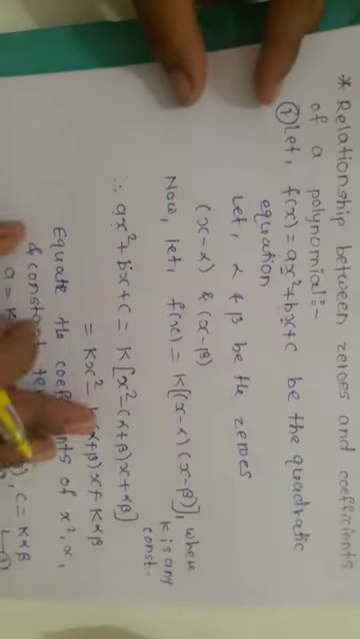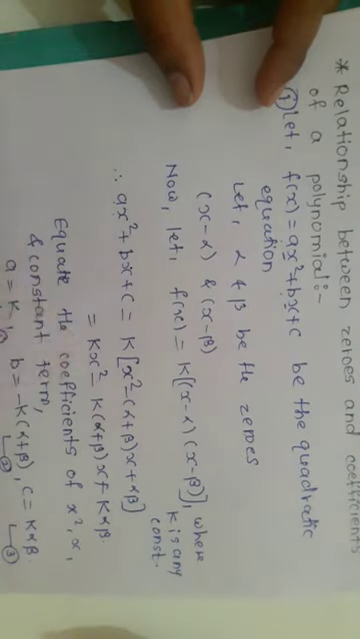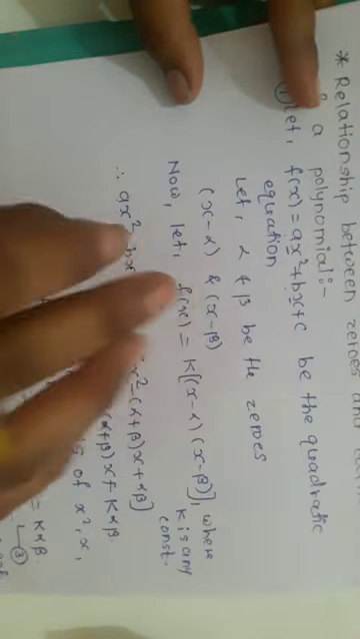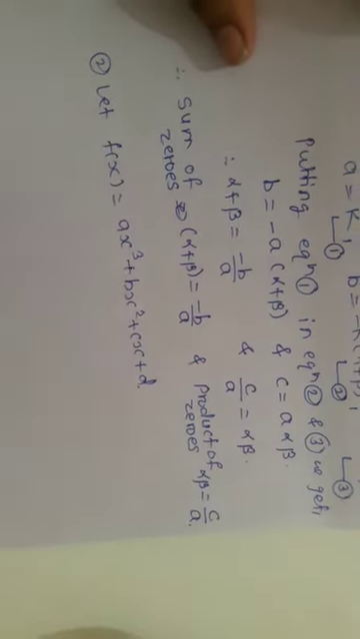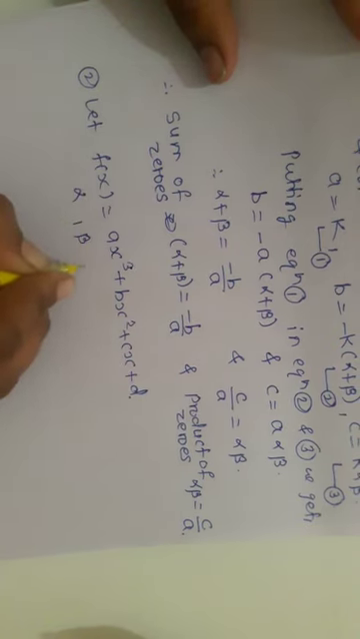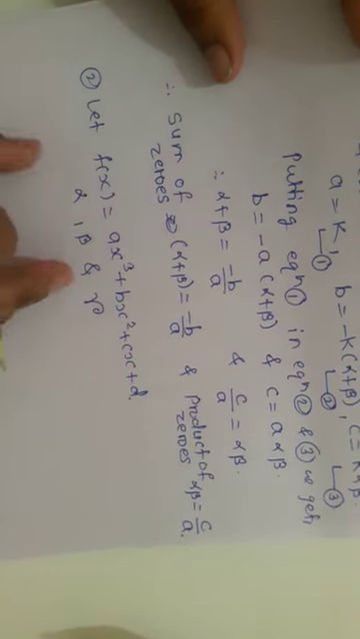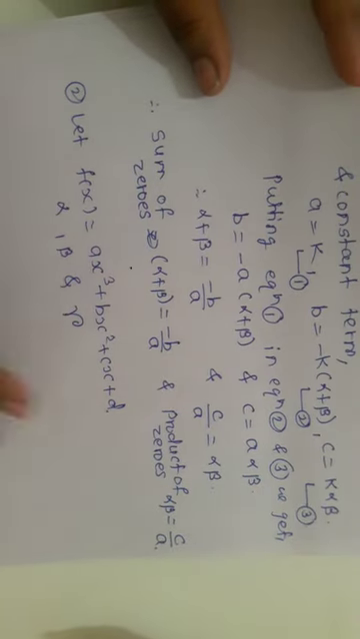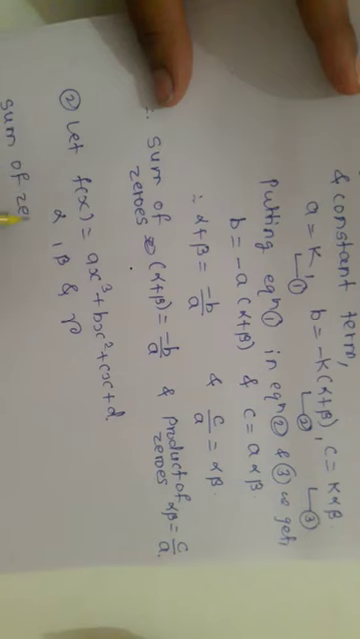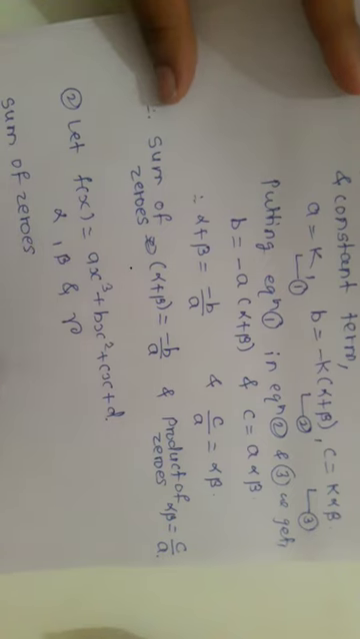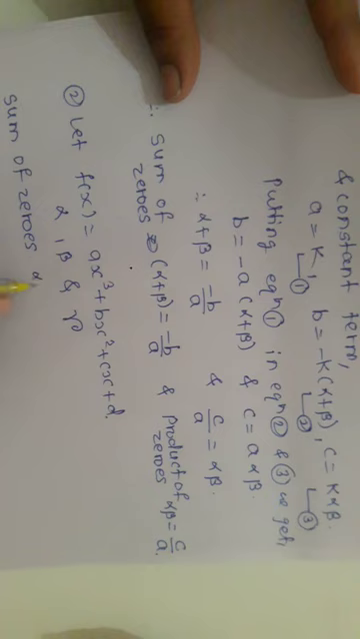Remember this: if a quadratic polynomial is given to us, then it always has two factors. If a cubic polynomial is given to us, then it always has three factors. So suppose alpha, beta and gamma are the factors of this cubic polynomial, that is, the zeros of the cubic polynomial. Then the sum of zeros, alpha plus beta plus gamma, is equal to what? Minus b upon a.